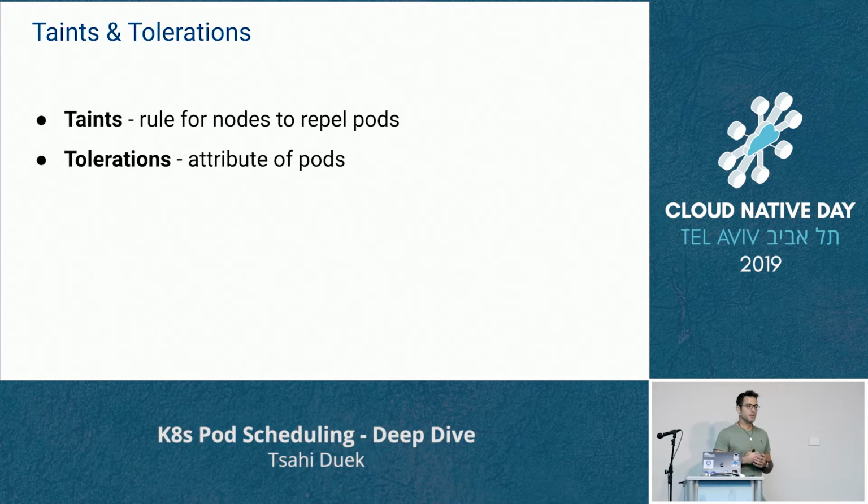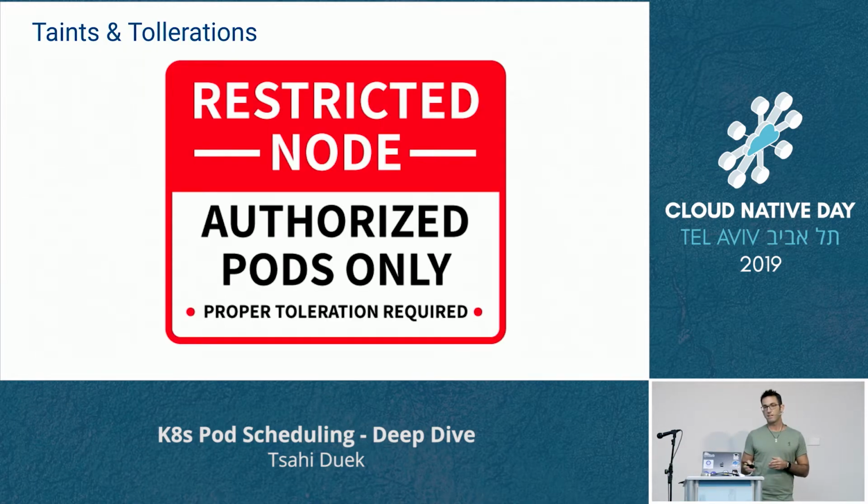The other scheduling techniques will be the taints and tolerations, but this time we're not telling the pods to be scheduled on a specific node. We tell the nodes which pods they must repel. So taints are the attribute of the node that says which pods can be allocated on the specific node, and the toleration is a label on the pod that allows this pod to run on the tainted node.